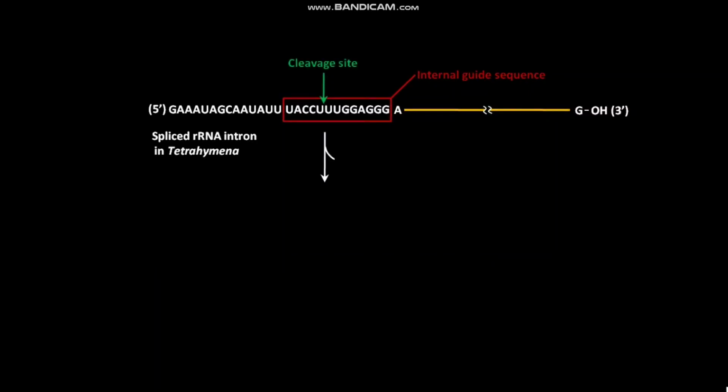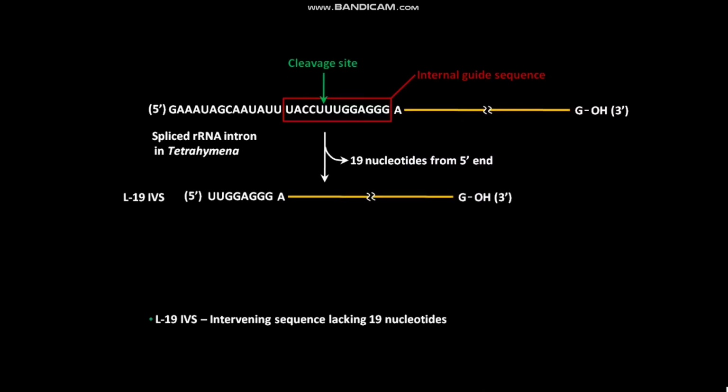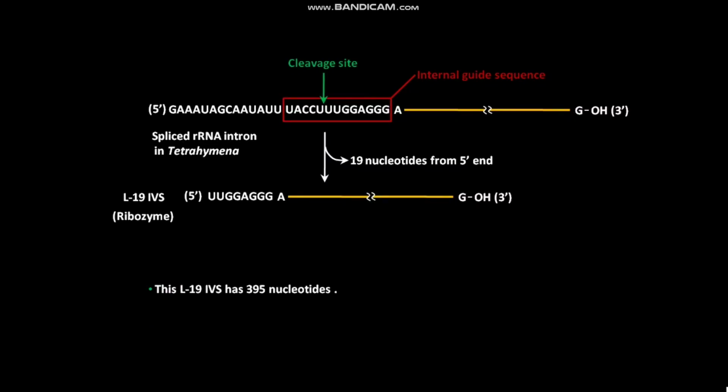First of all, removal of 19 nucleotides from the 5' end of the spliced rRNA intron in Tetrahymena occurs. As a result, L19 IVS is produced. L19 IVS is a ribozyme. This L19 IVS has 395 nucleotides. A portion of the internal guide sequence remains at the 5' end of L19 IVS.